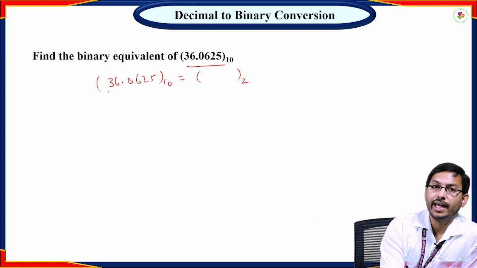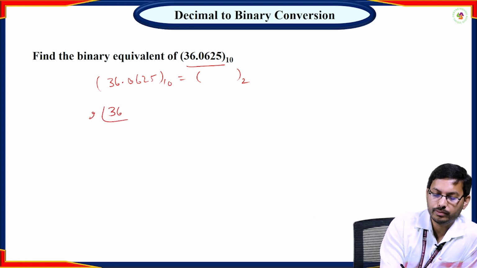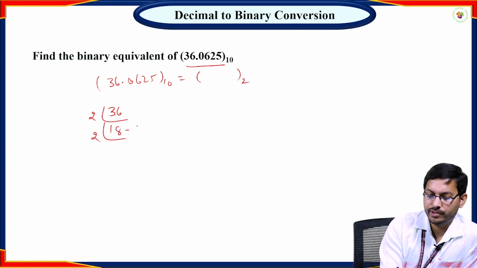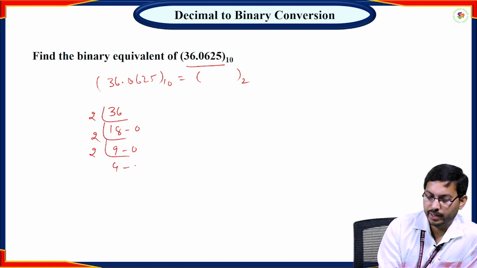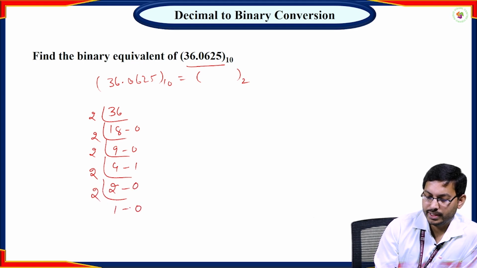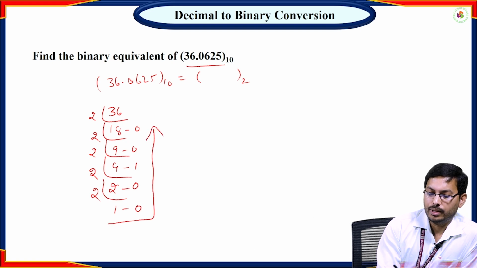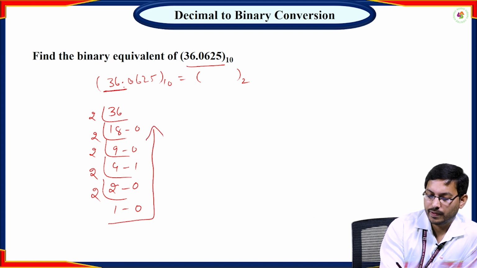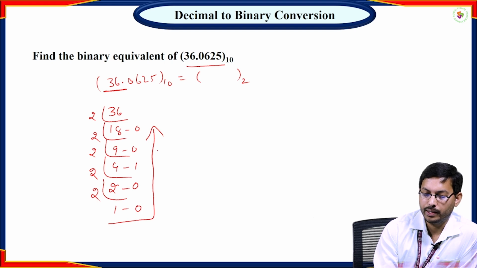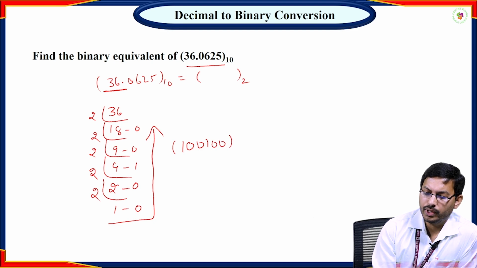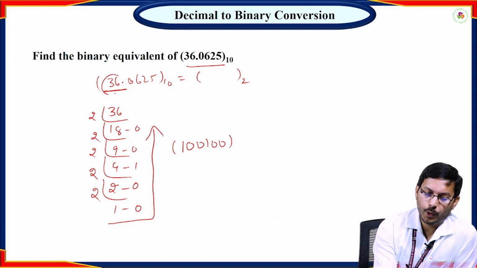So let us start with, first take this 36 divided by 2, right? So 2 18s are 36, here the remainder is 0. Here 2 9s are 18, the remainder is 0. Here 2 4s are 8, so the remainder is 1. Here 2 2s are 4, so the remainder is 0. Here 2 1s are 2. So this is the value of the decimal number 36 converted into binary. We can get this value, so we can write it as 100100, right?